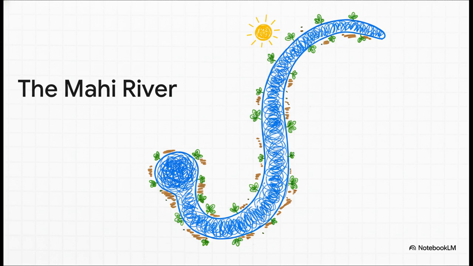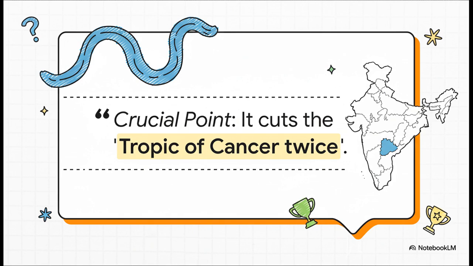Now, what's so special about the Mahi is its path. It actually enters Rajasthan from the south, makes this really sharp U-turn, and then flows back south into Gujarat. It's also a perennial river, meaning it has water in it all year round. And that wild U-shaped path leads to this.